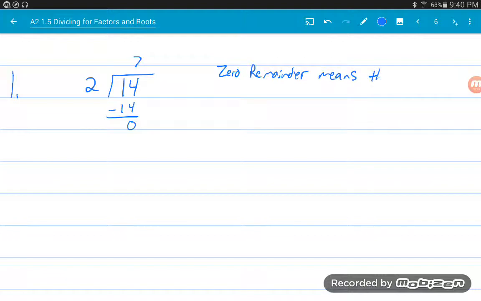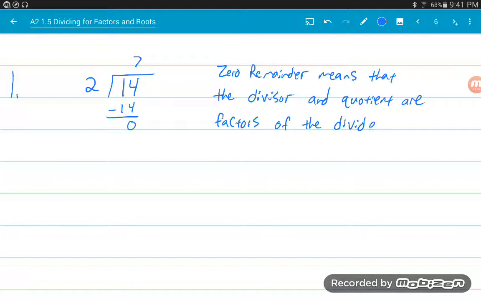means that the divisor and quotient are factors of the dividend. That's what the 0 remainder indicates.